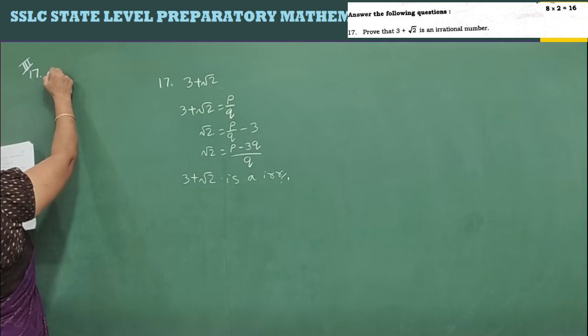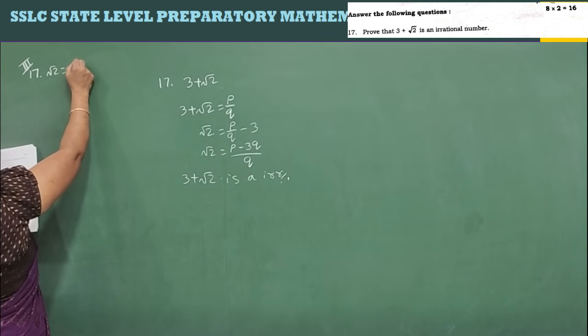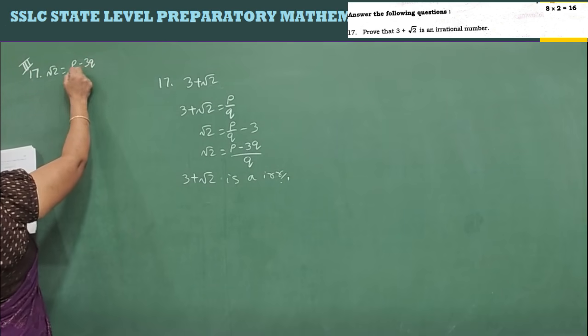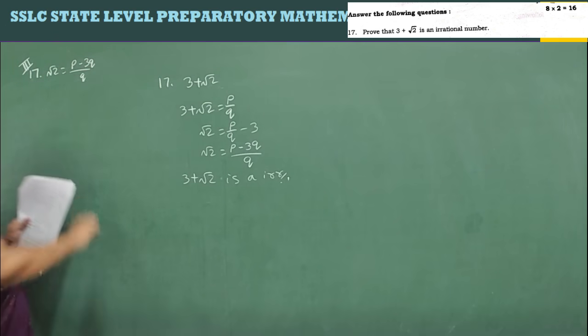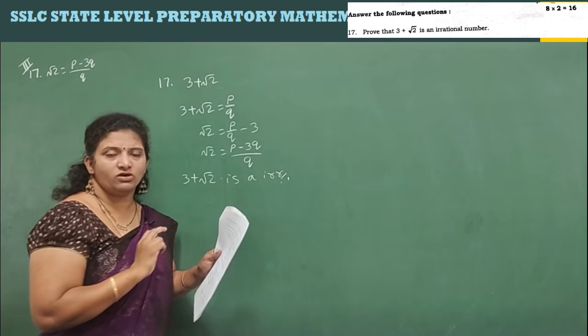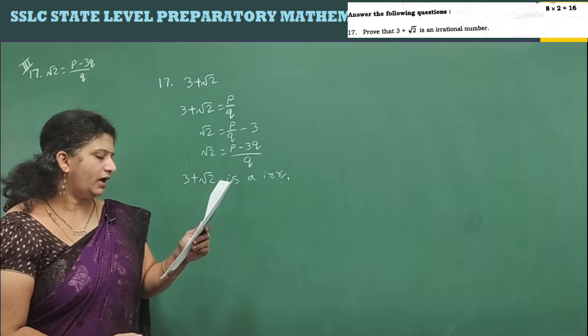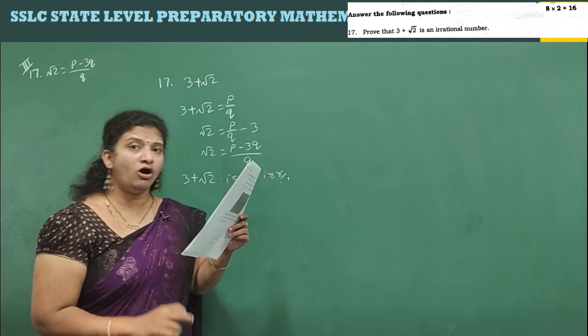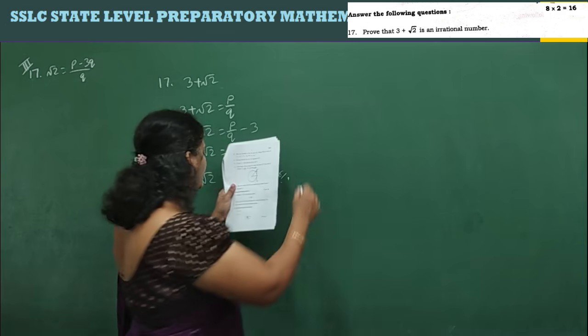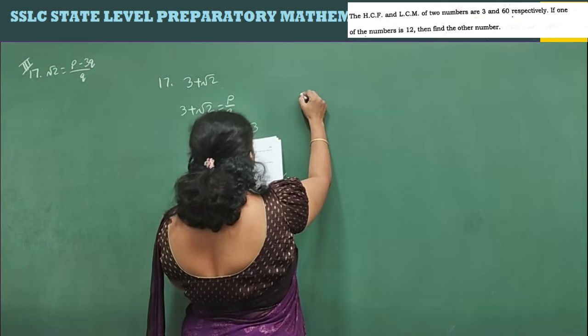In short, I will write here root 2 is equal to (P minus 3Q) by Q. Check in your paper when you solve the full question paper whether this is there or not. Coming to your other OR choice in this OR question. What is that?